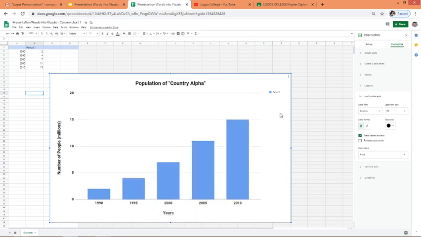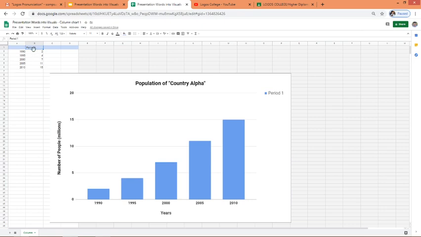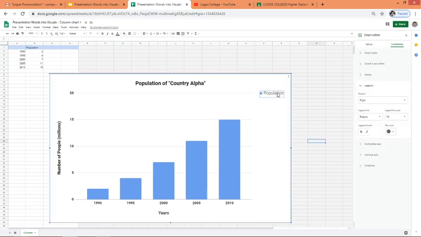The last thing we're going to do is fix your legend. So your legend is up here, and it's your key, and it tells the audience what these colors mean. So the legend, let's make that font big, 24. And blue means people in millions, or number of people. So if you see period 1 right here, let's say population. Okay. There you go. And here, let's make that a little bit bigger so people can see.